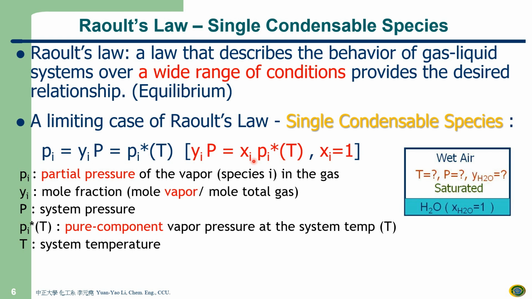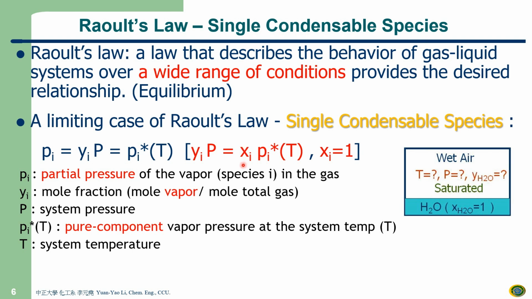P_i star as a function of T, which is the vapor pressure at a certain temperature. However, you might say, wow, Professor, you need to remember this equation. This is the general Raoult's law. However, this equation will change, because x_i is the molar fraction in the liquid phase, and the molar fraction in the liquid phase for H2O will be equal to 1, because this is one condensable species. It's always 1. Only one condensable here. So x_i is equal to 1.